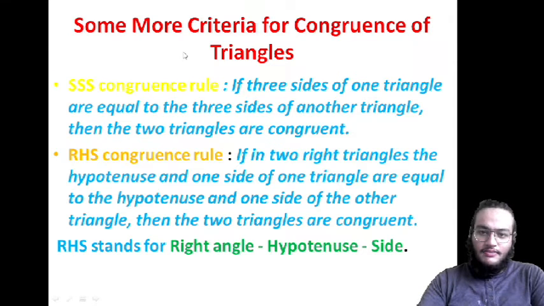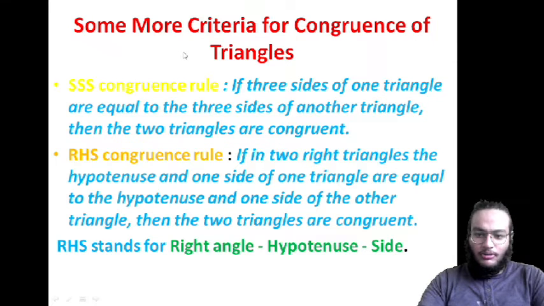In the last lectures, we have studied criteria for congruence of triangles. So let us study two more criteria for congruence of triangle. The very first criteria for congruence of triangle we'll be studying today is the SSS congruence rule. It says if three sides of one triangle are equal to the three sides of another triangle, then the two triangles are congruent. अगर एक ट्राइंगल की तीनों साइड दूसरे ट्राइंगल की तीनों साइड की इक्वल आती हैं, then we will say that those two triangles are congruent.